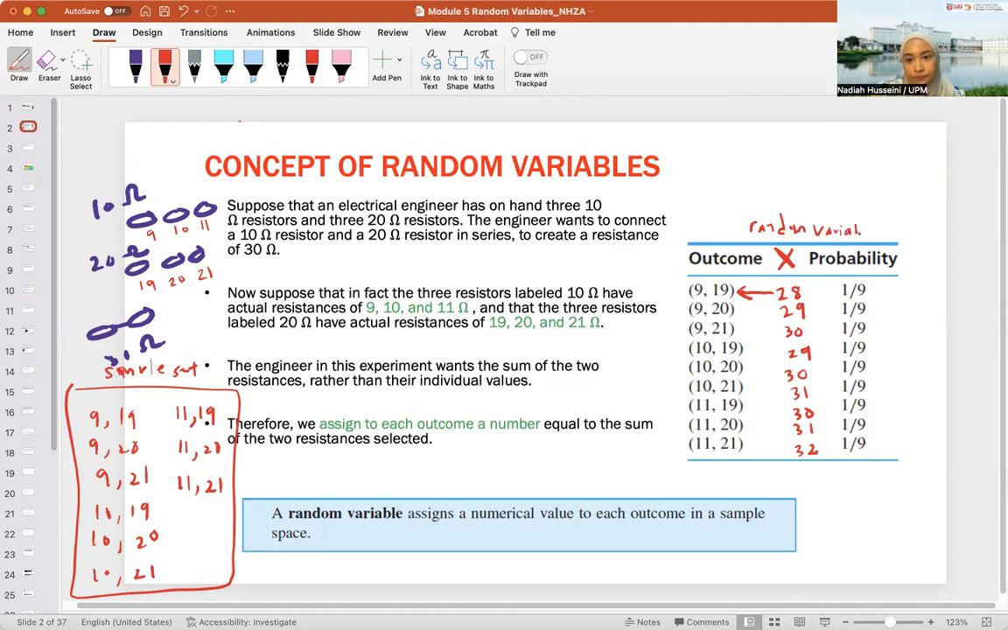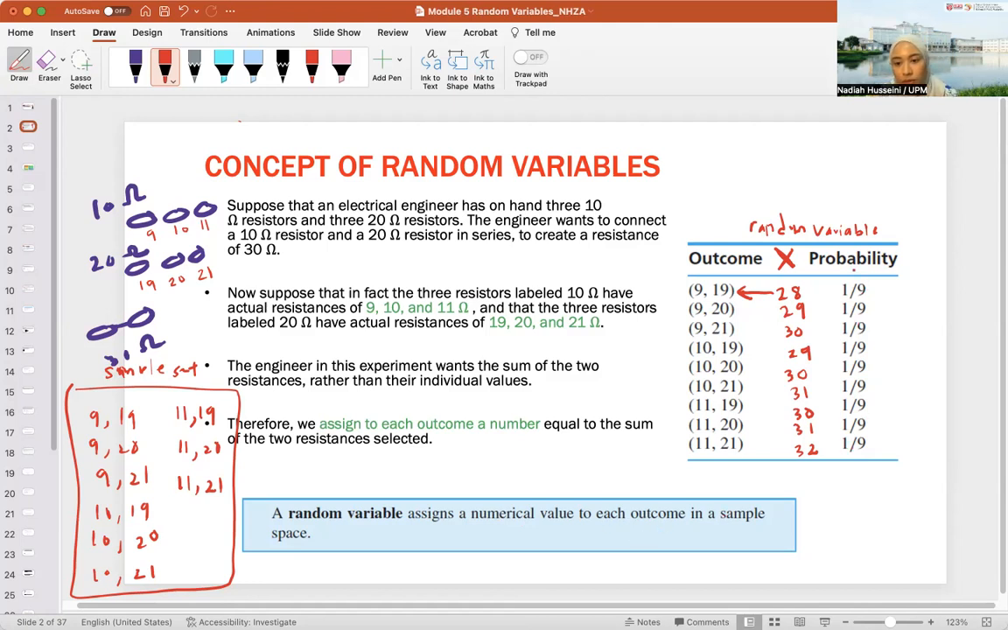This is a new term. We are assigning a real number to our outcome. Our outcome does not necessarily have to be a number. Sometimes we put a car, no car. Let's say the outcome is 1. The X is 1. So you are assigning a real number to an outcome that can be anything, right? Okay, so this is called the random variable. So a random variable assigns a numerical value to each outcome in a sample space.